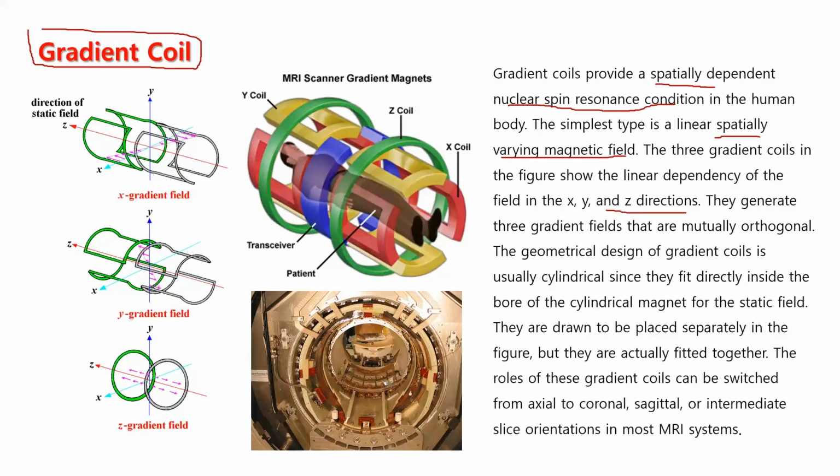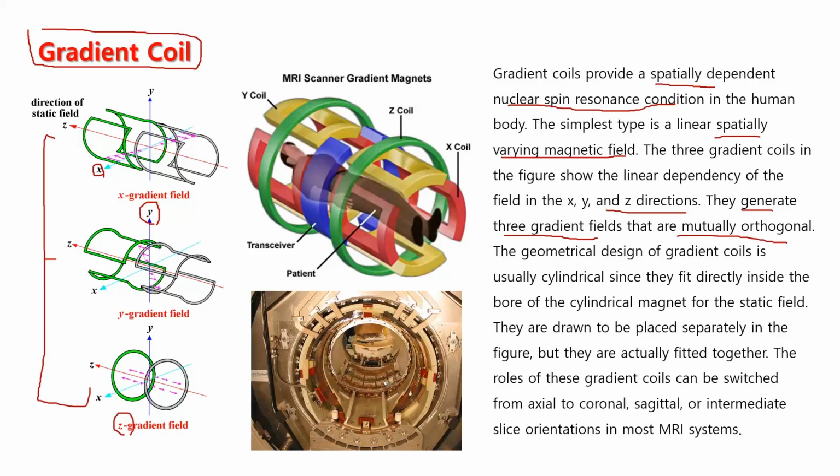So this coil gives a spatially dependent magnetic field along the x-axis, and here the y direction, and here the z direction. So using this gradient coil, we can get the spatially dependent field. They generate three gradient fields that are mutually orthogonal.